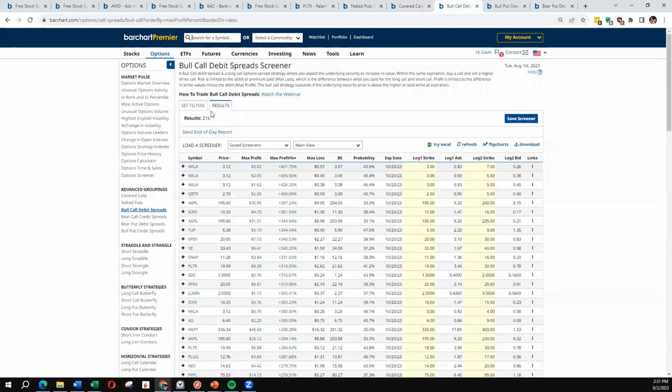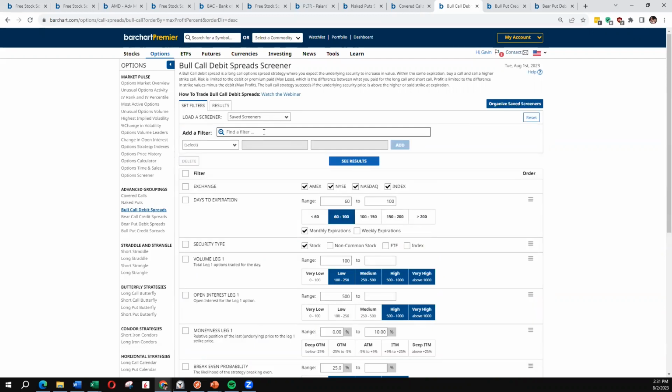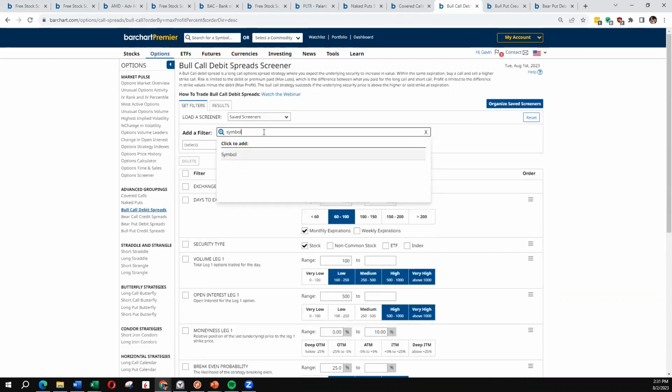Bull call debit spreads, another good one. We've got plenty of results here on default that we could look at. We could again filter for our symbols.